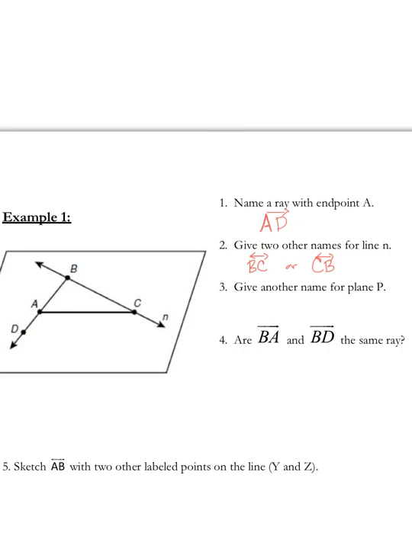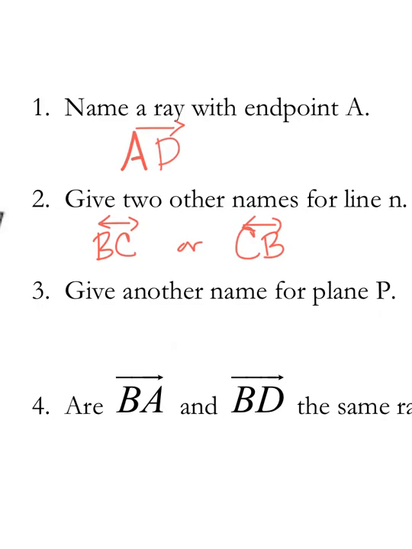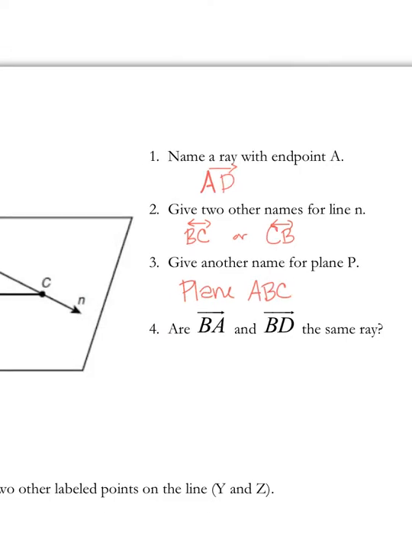Give another name for plane P. P is the name of the plane, it's in the corner. The other name you can do, remember, is 3 points. So I can pick any 3 points on there. I can say plane ABC. But you could have done BCD, you could have done DAB, doesn't matter.